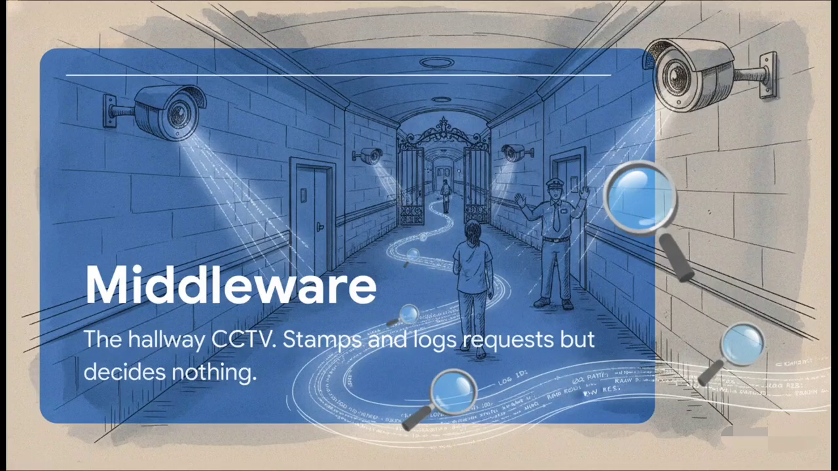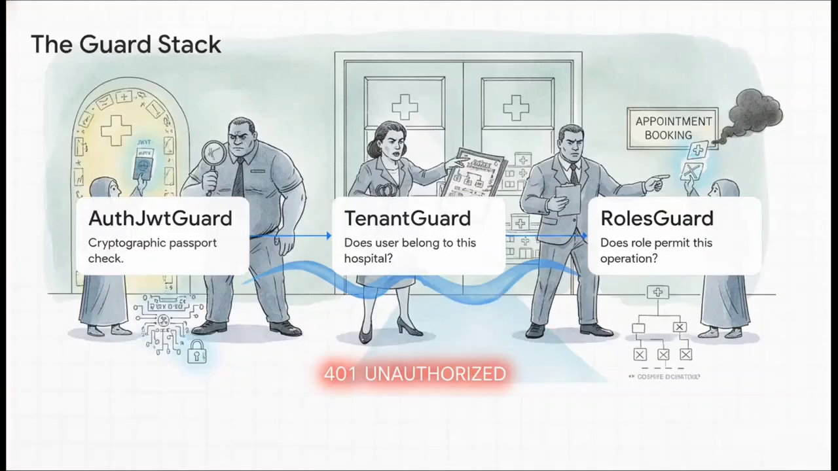But here's the critical limitation you have to remember. Middleware is just observing and stamping. That's it. It decides absolutely nothing. It cannot stop a request based on your complex business logic. It's literally just a camera on the wall. Perfect for infrastructure tracking, but definitely not for deep security enforcement. After passing the cameras, our patient reaches the actual outer wall. This is where they meet the bouncers. We call this the guard stack.